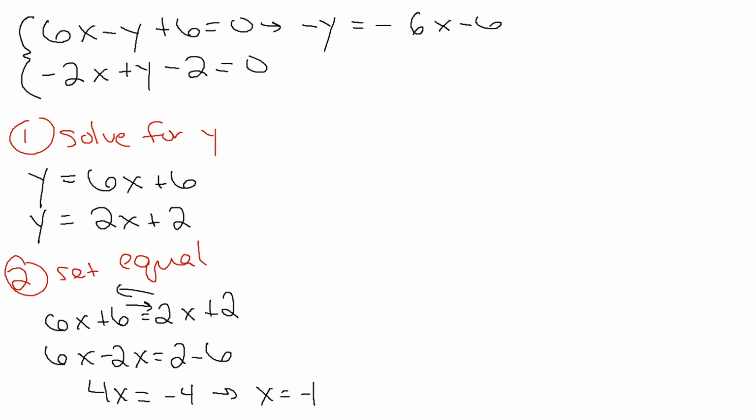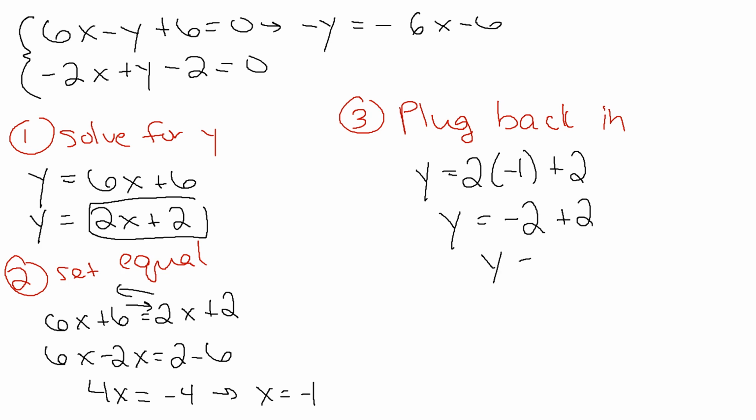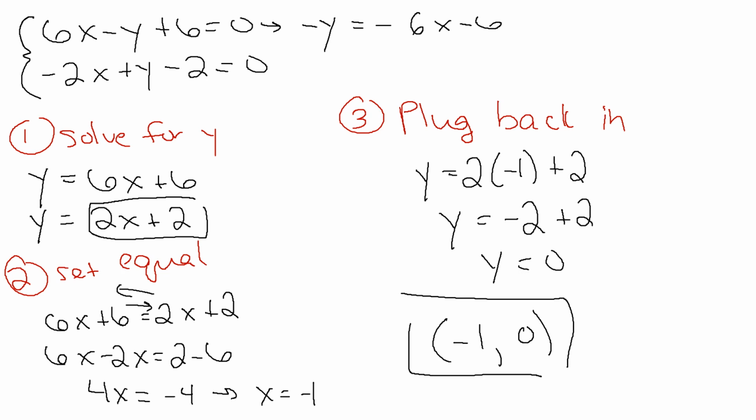So then my next step is going to be to plug that back in and solve for the other letter. If I know that y equals 2x plus 2, I'm just going to plug that x in. So y equals 2 times -1, which is -2, plus 2, so y equals 0. Put them in the correct format, a coordinate, which is x and y, and there we go.